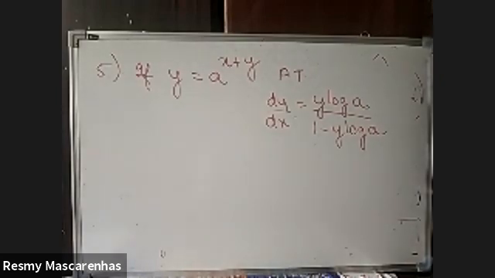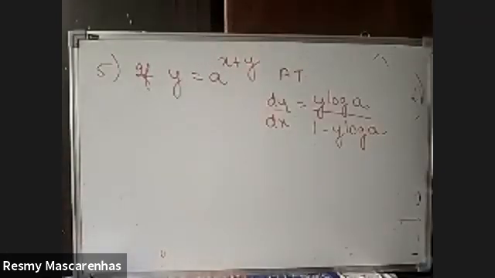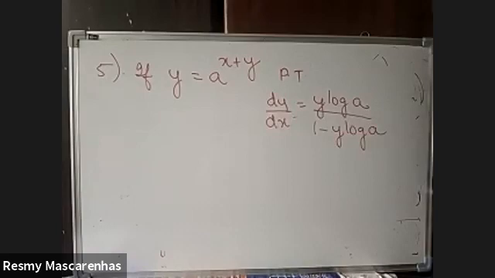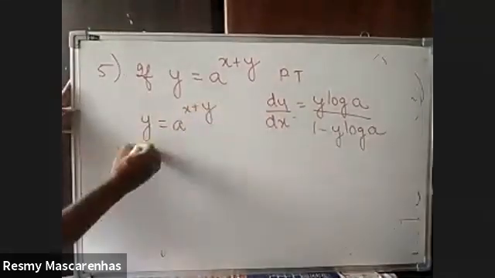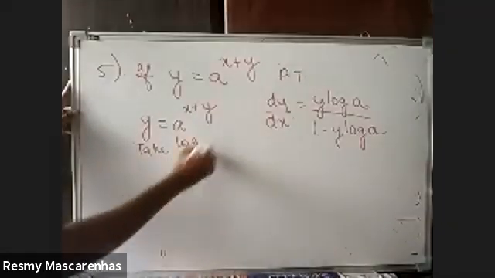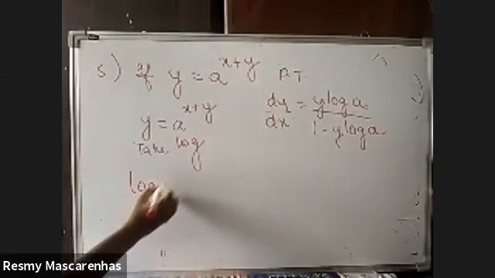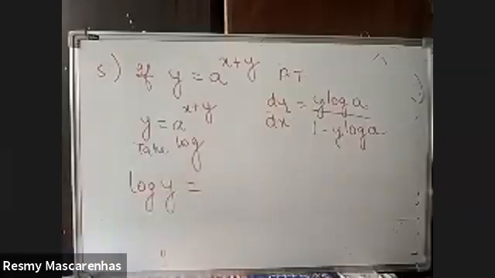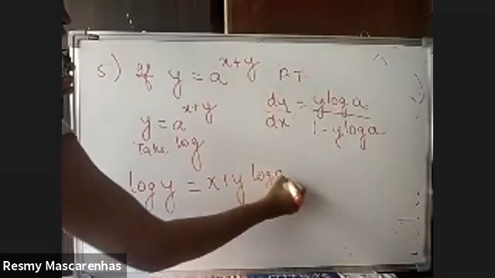So same thing, you take the main equation, take log on both the sides. So this will be y is equal to a raised to x plus y. So take log. So when you take log, what will happen? Both the sides, this will be log y is equal to, this power will come out, x plus y log a.